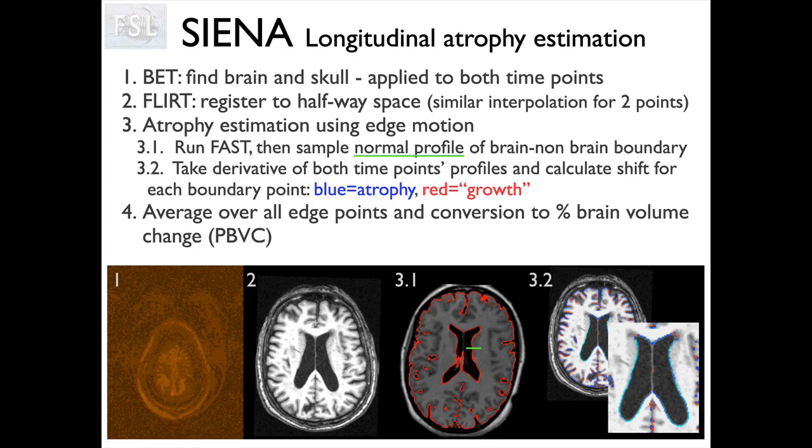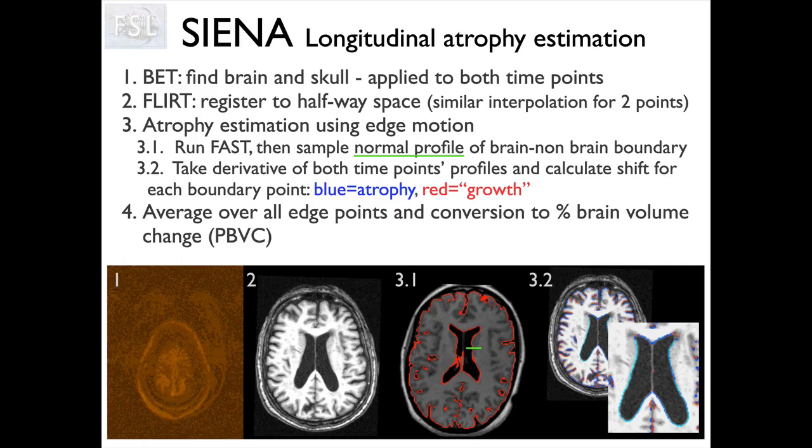Then we estimate the atrophy in a similar way to what we saw in FIRST. We actually do a segmentation just to give us a rough location for the boundary of the brain tissue. So here we're lumping white matter and grey matter in together. And you can see that represented by the red line in 3.1. And then we're going to take normal profiles, the little green line, like we did in FIRST, and sample the intensity across that and look for where that's changing. And then we're going to do that in both the baseline and the follow-up and see where we can measure the point of maximum change in both and how that's shifted from the baseline to the follow-up.